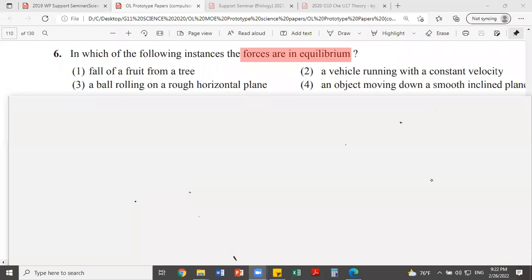Second one. Niresh, first one. First answer. Okay, please raise your hand those who are saying the first answer. How many of you are telling the first answer? Forces at equilibrium when a fruit is falling off a tree.